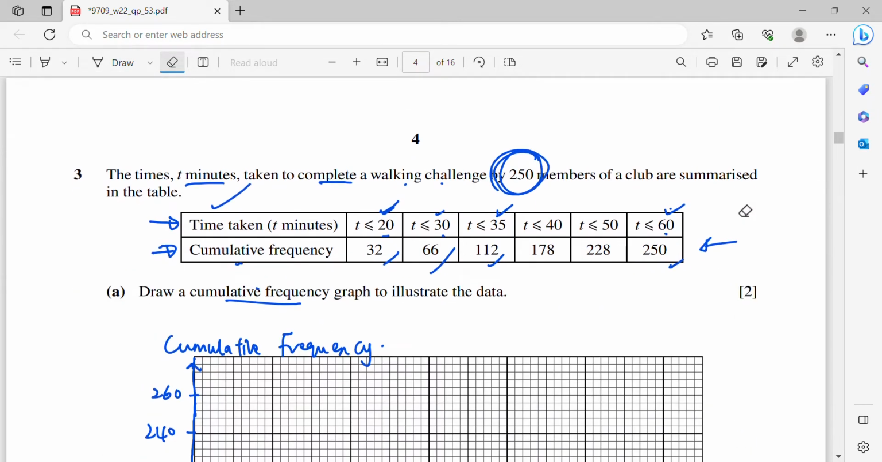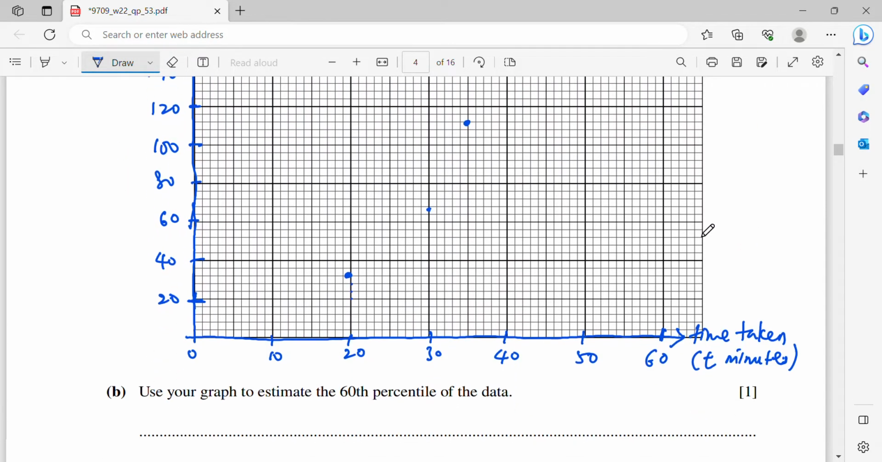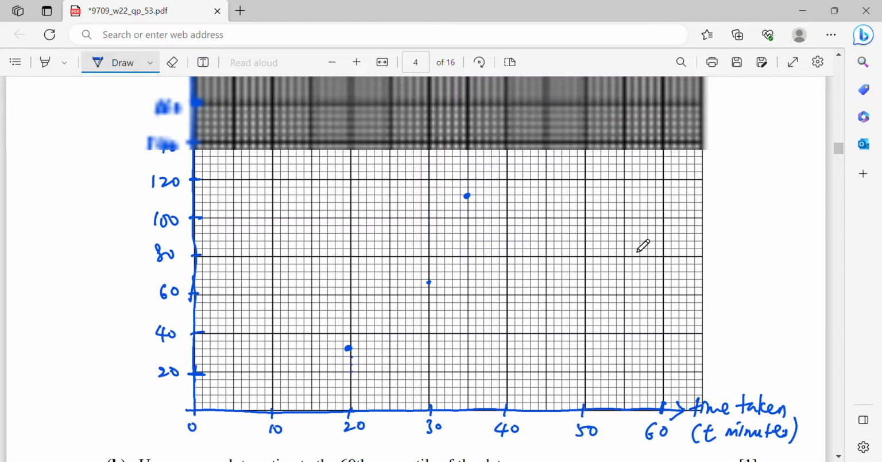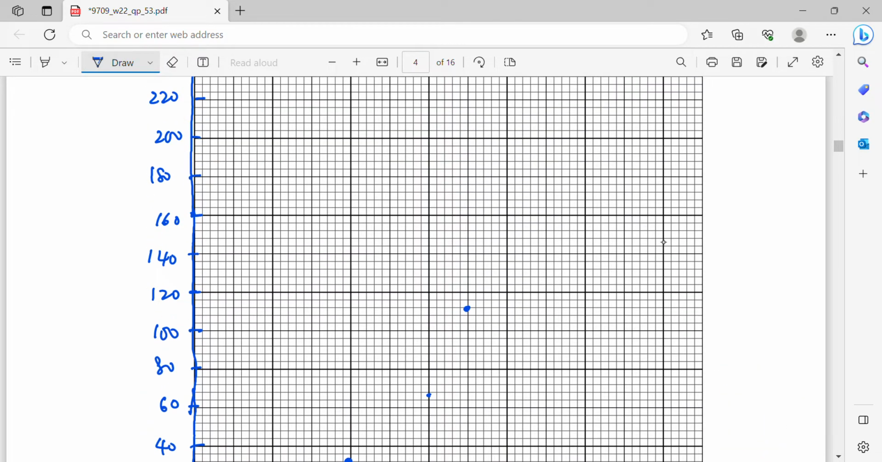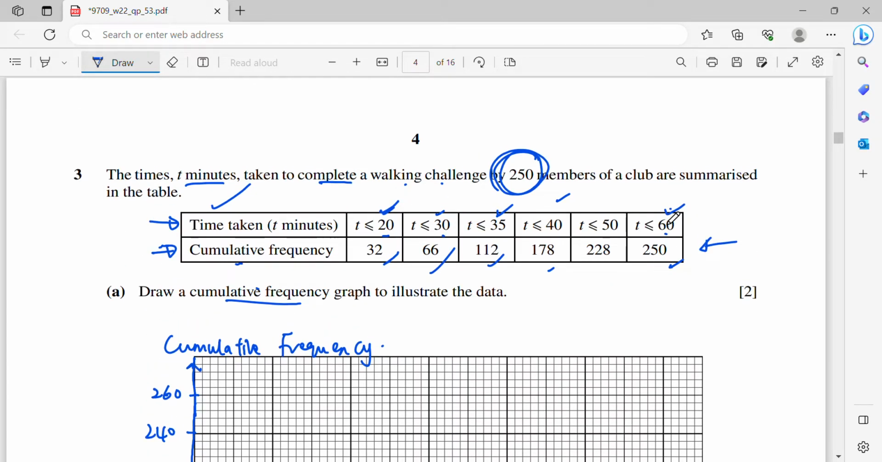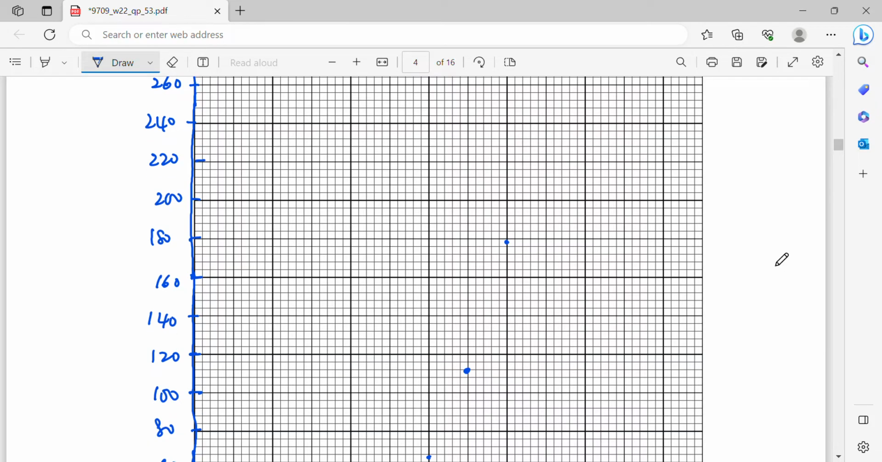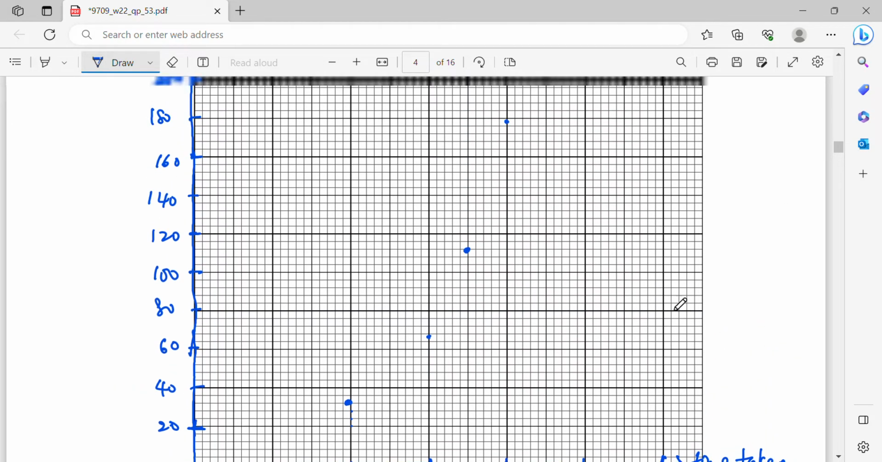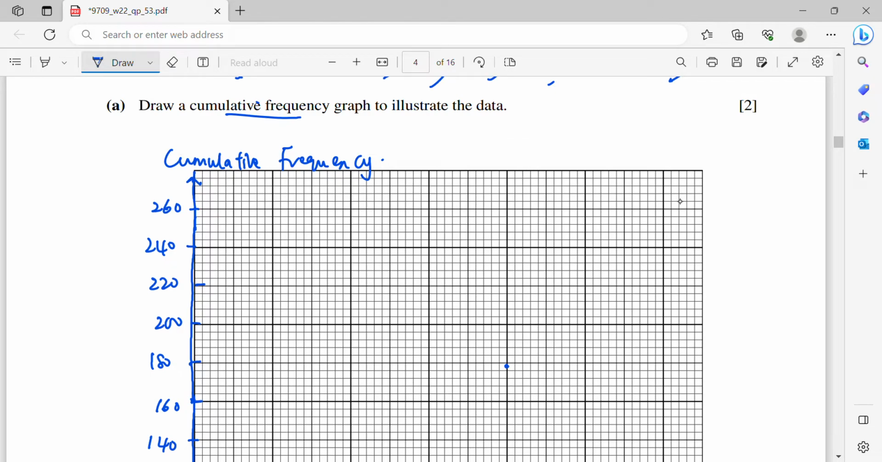Then after that, 40, 178. So 178 means that it will be 2 from the 180. Then when t is 60, it is 250. Where is my 60 first? My 60 is here. 250: 244, 248, so it is in the middle.